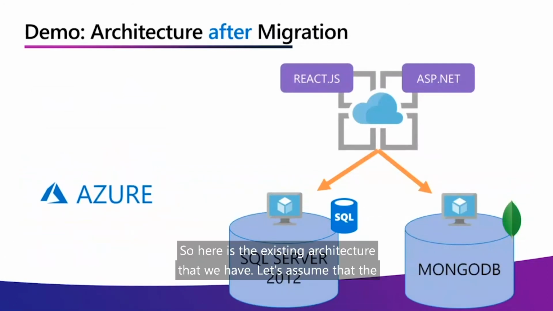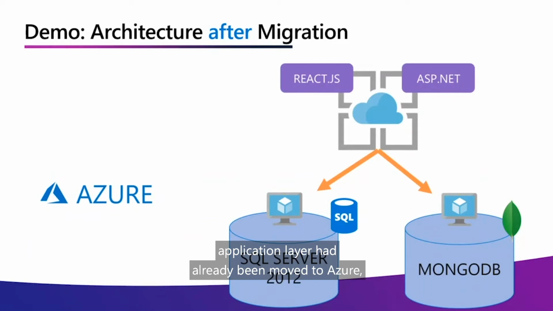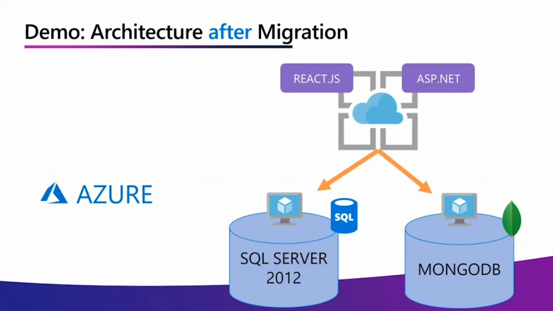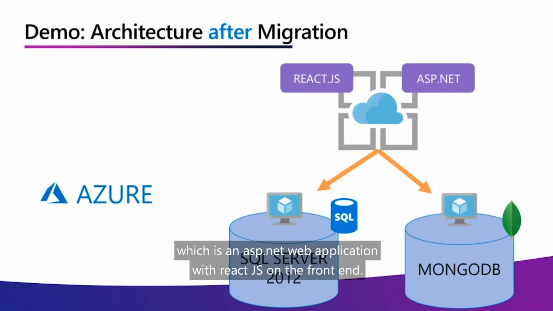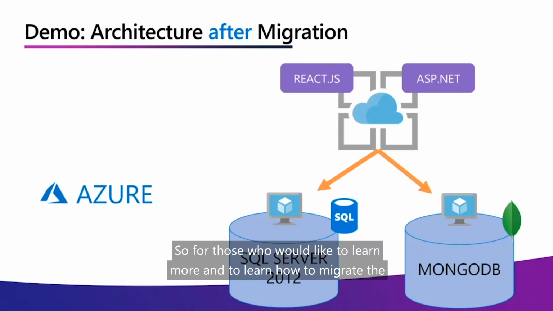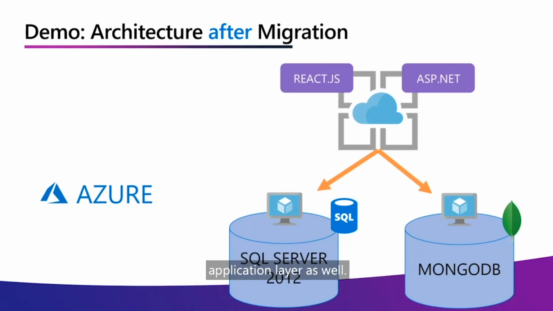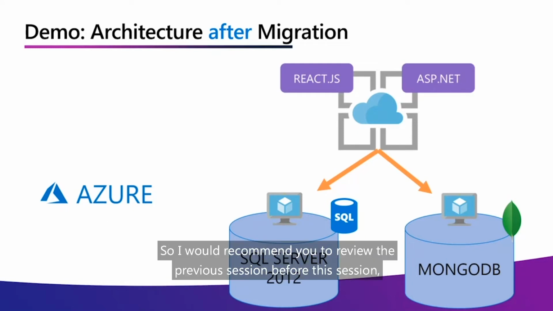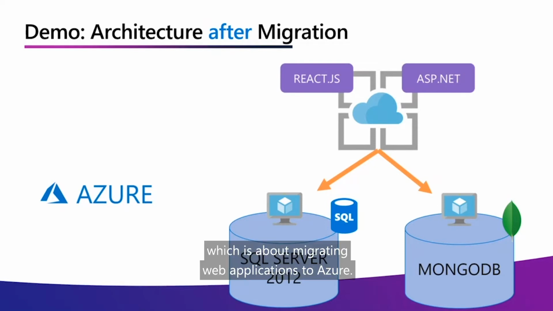So here is the existing architecture that we have. Let's assume that the application layer had already been moved to Azure, which is an ASP.NET web application with React.js on the front end. For those who would like to learn how to migrate the application layer as well, I would recommend you to review the previous session before this session, which is about migrating web applications to Azure.